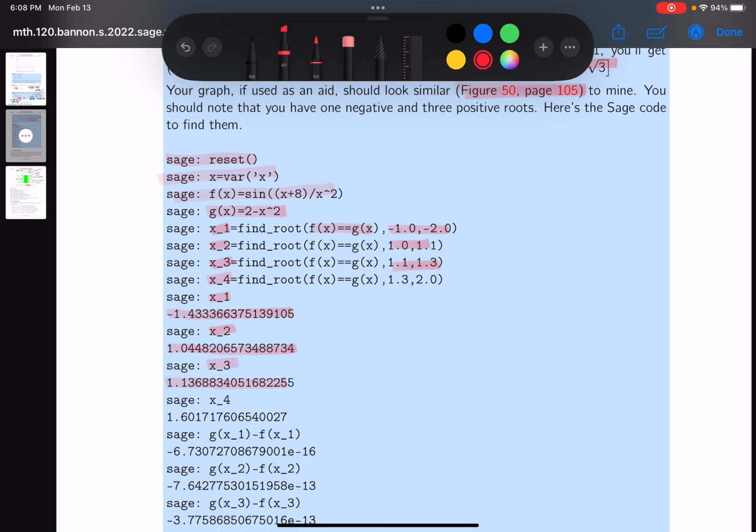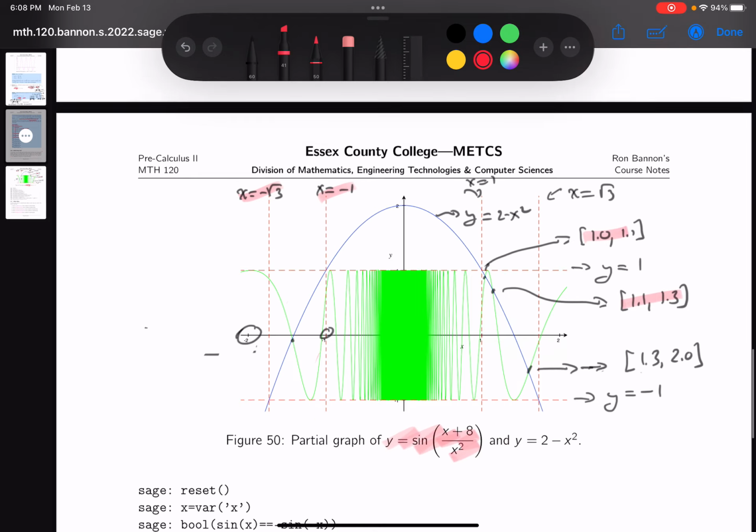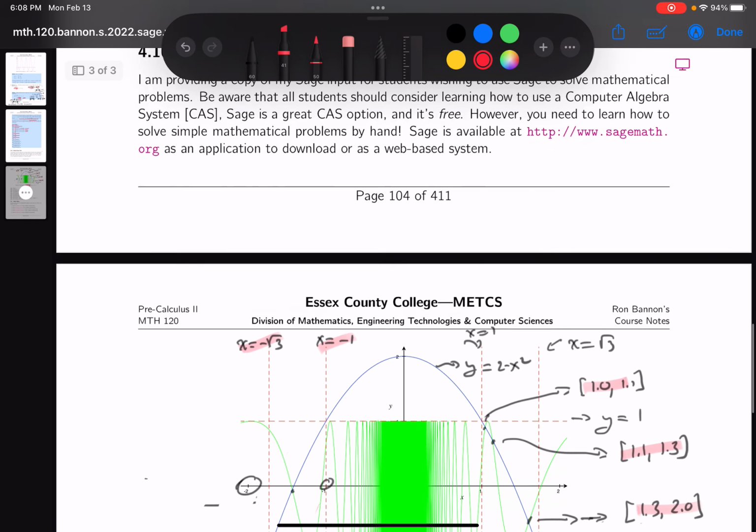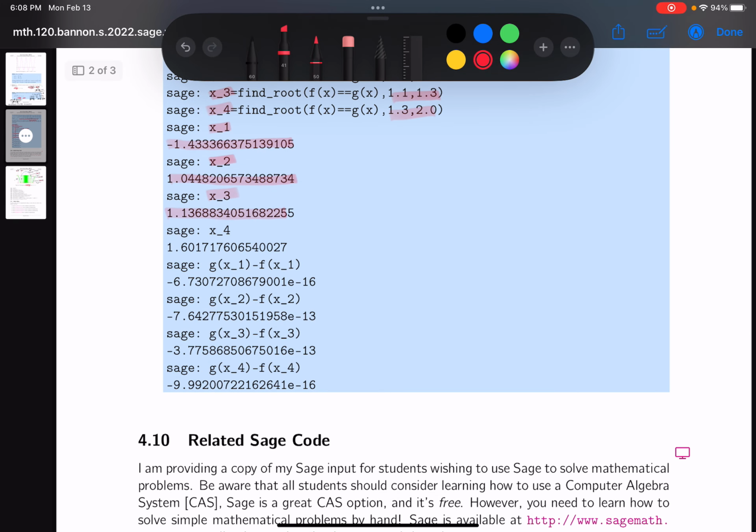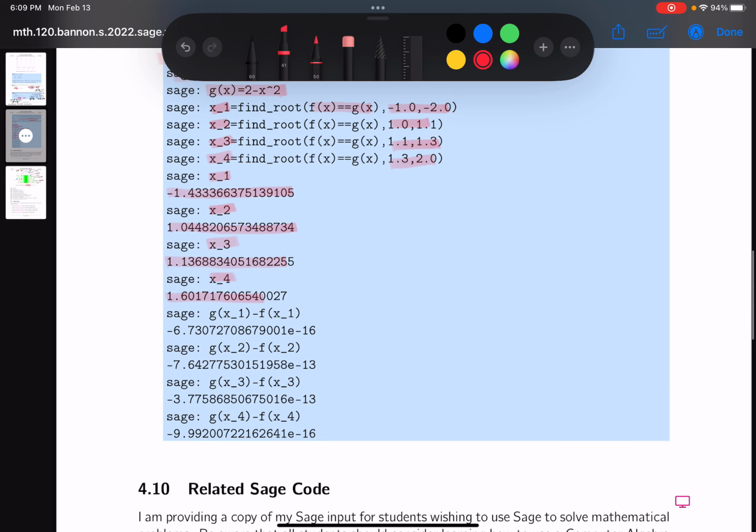And then x4, I said it was between 1.3 and 2.0. That's right over here. And let's go for that. And we got, that's x4, right? And x4 is this thing over here. So these are the four solutions over here. Solution number 1, number 2, number 3, number 4. There's one negative and there's 3 positive solutions.